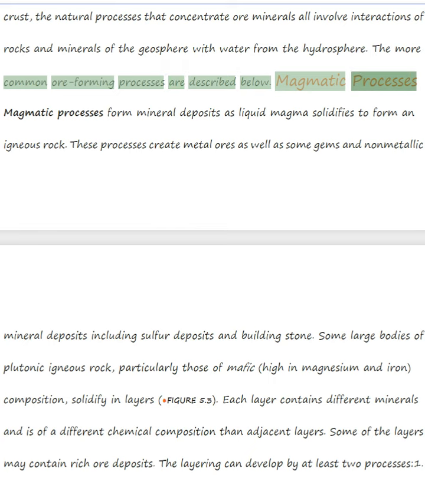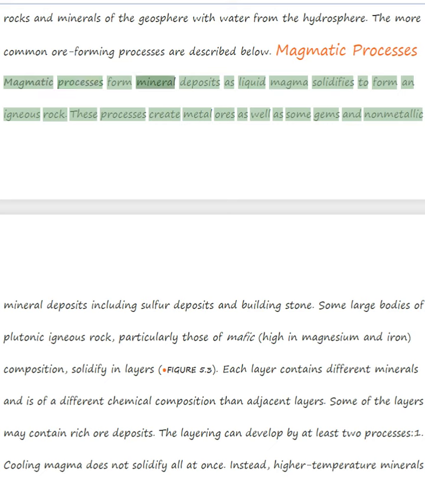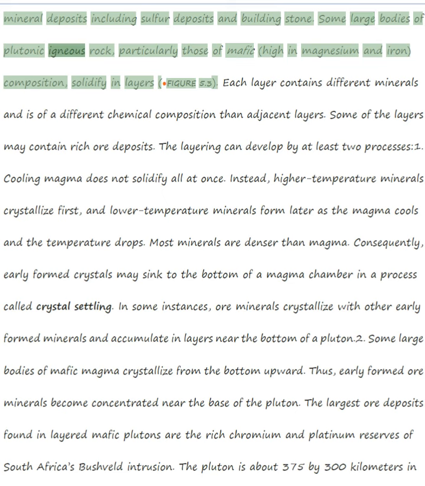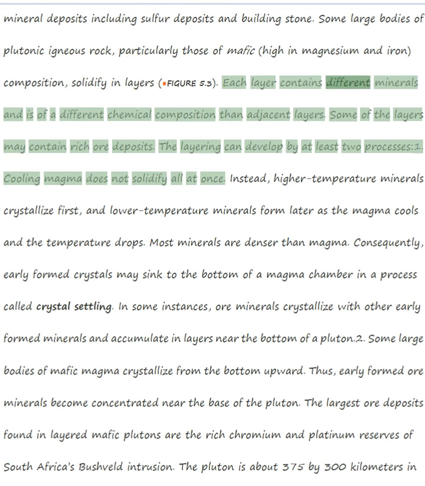Magmatic processes. Magmatic processes form mineral deposits as liquid magma solidifies to form an igneous rock. These processes create metal ores as well as some gems and non-metallic mineral deposits including sulfur deposits and building stone. Some large bodies of plutonic igneous rock, particularly those of mafic composition, solidify in layers. Each layer contains different minerals and is of a different chemical composition than adjacent layers. Some of the layers may contain rich ore deposits.